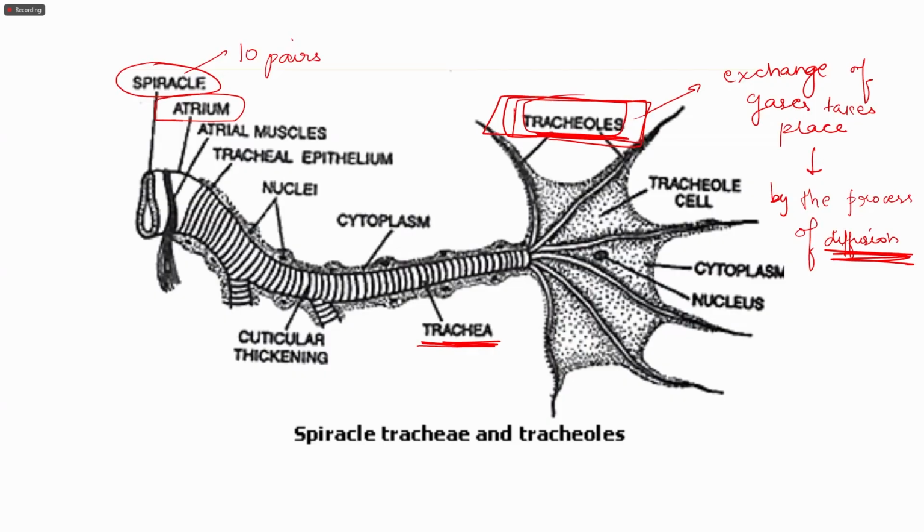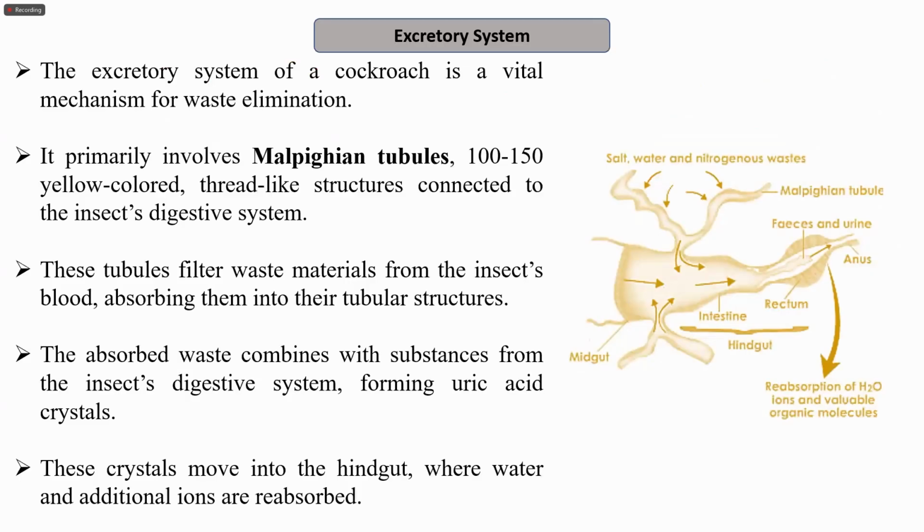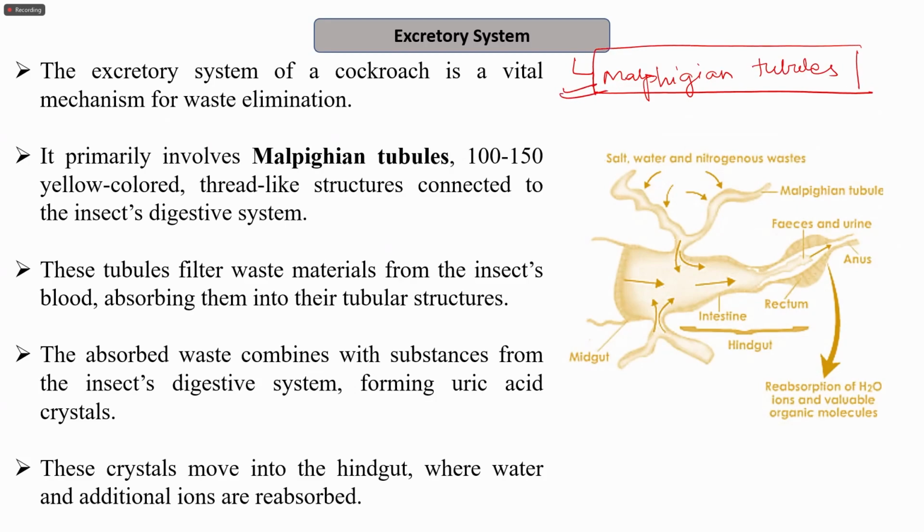The next organ system is the excretory system. The main structure involved in excretion is the Malpighian tubules. This we studied when we were studying animal diversity. Malpighian tubules are the main structures present in cockroaches, and the excretory system of the cockroach is a vital mechanism for waste elimination.